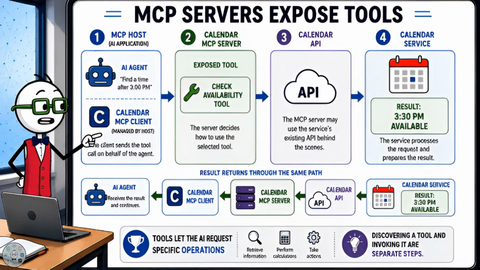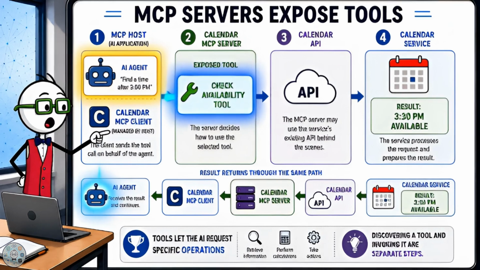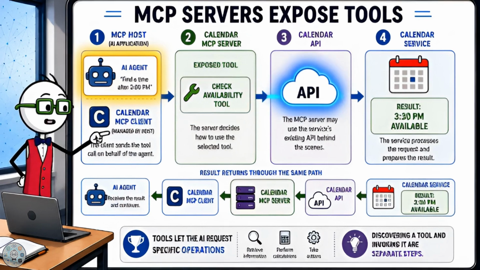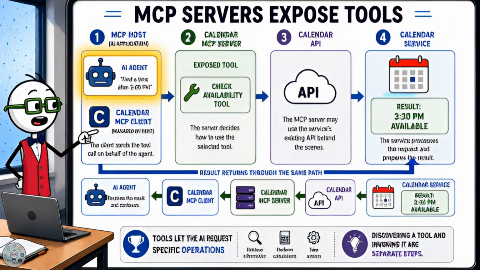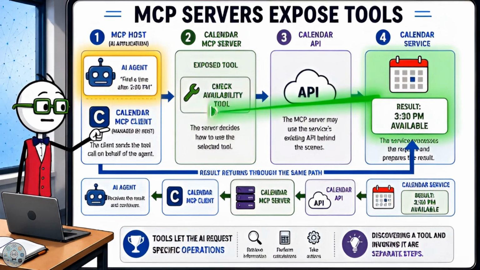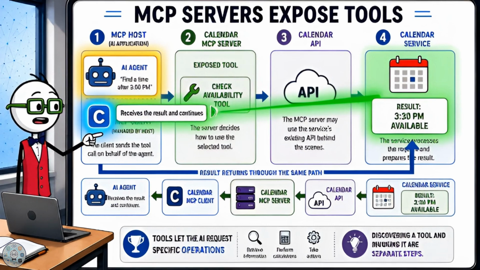MCP servers can expose tools that allow an AI agent to request specific operations. In this example, the agent needs to find an available time after 3 o'clock. The Calendar MCP client sends a tool call to the Calendar MCP server, which runs the check availability tool. The server may use the Calendar API to communicate with the Calendar service behind the scenes. The Calendar service finds that 3:30 is available. The result then returns through the Calendar API, MCP server, and MCP client to the AI agent. Discovering a tool and invoking it are separate steps.